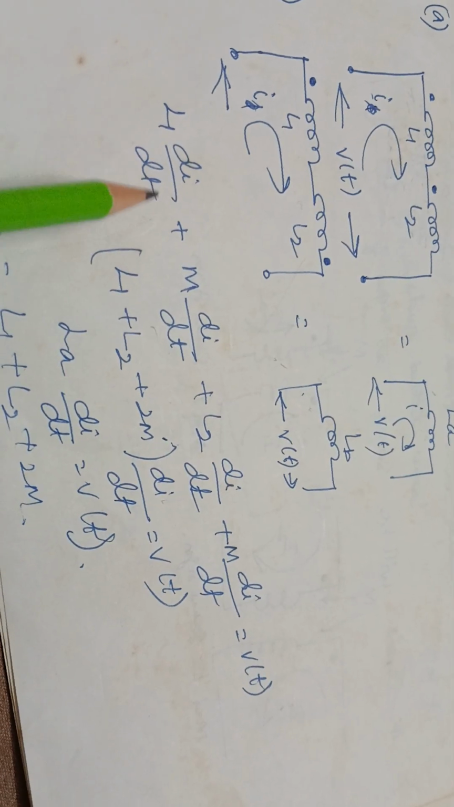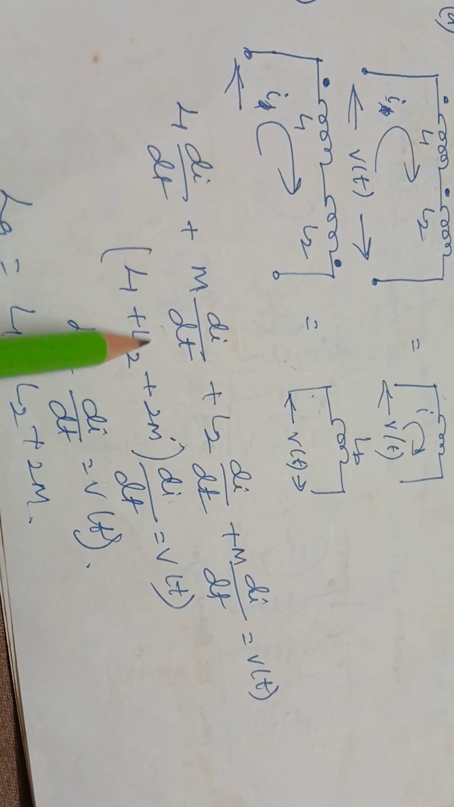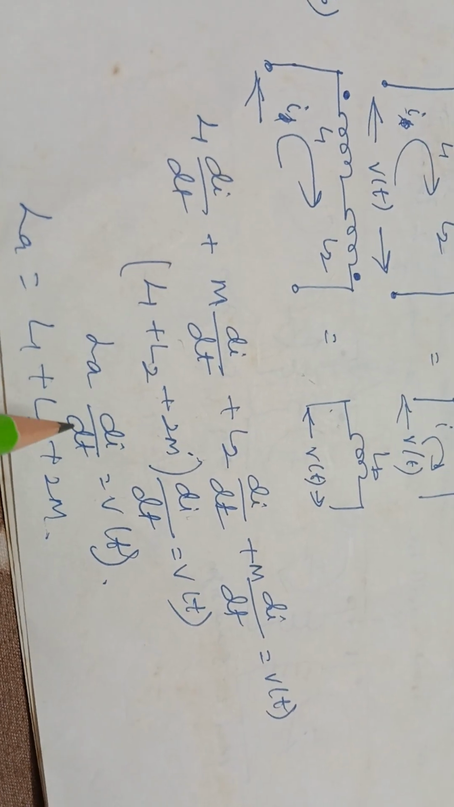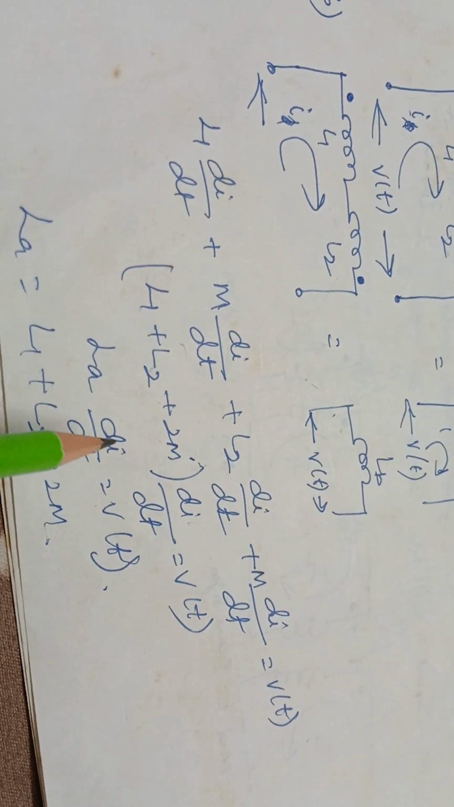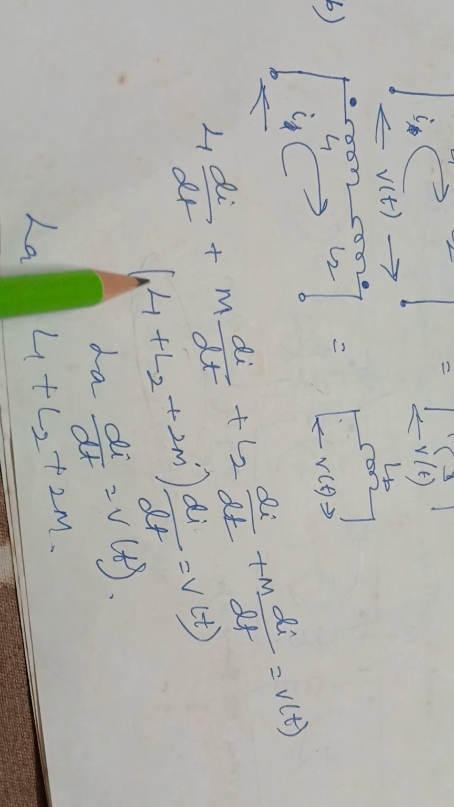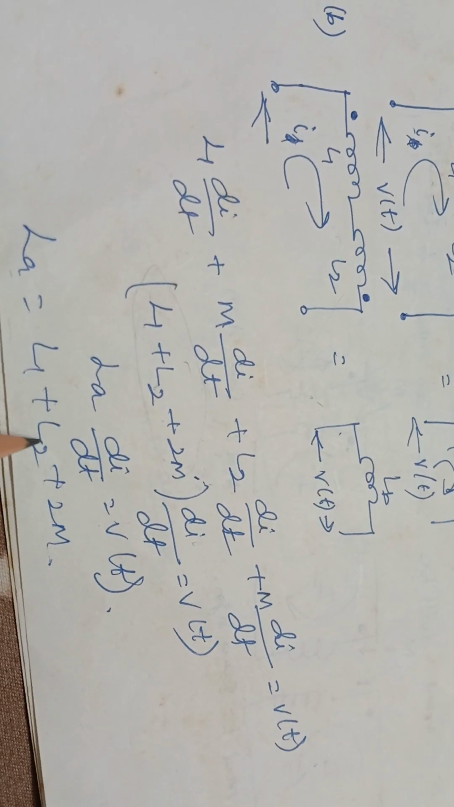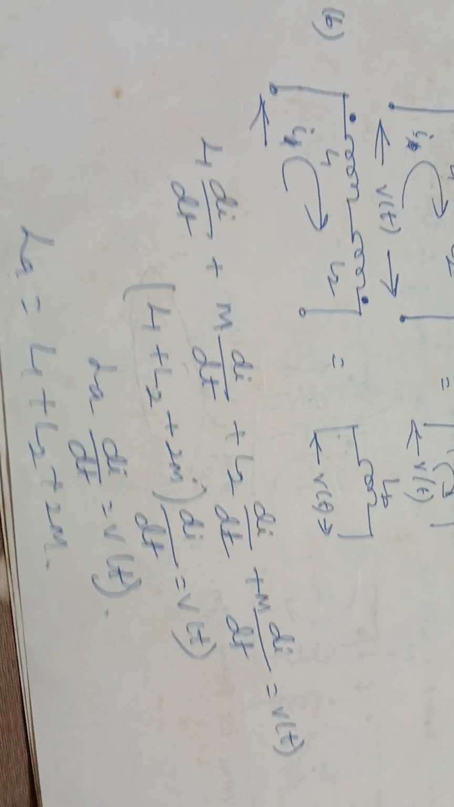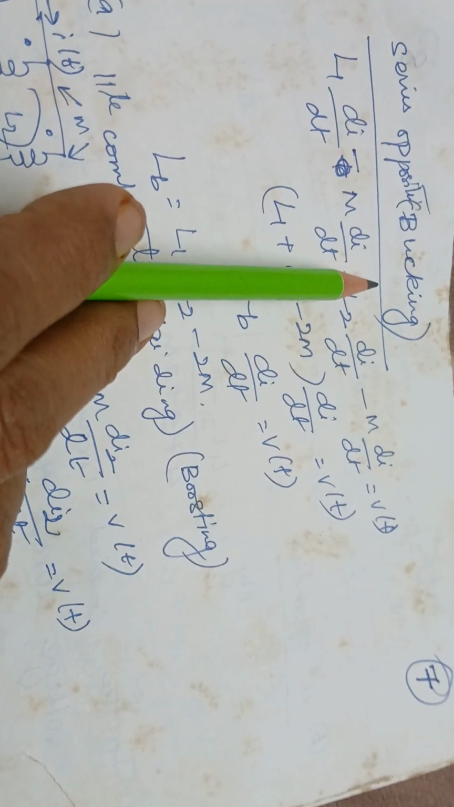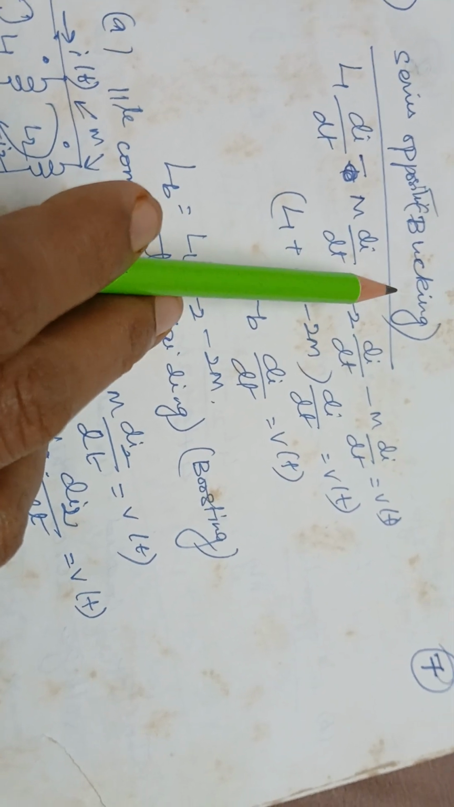So here, commonly we are taking di by dt, we are getting L1 plus L2 plus 2M. Okay, this we are taking as the aiding inductance, LA di by dt. So LA is nothing but L1 plus L2 plus 2M. Series opposition is nothing but differential or bucking. Okay, reduction in the value.